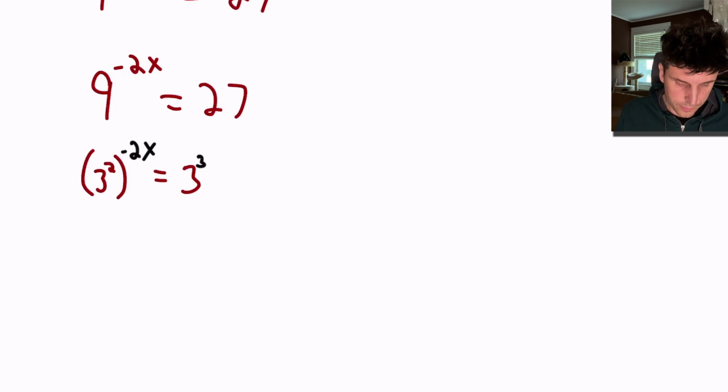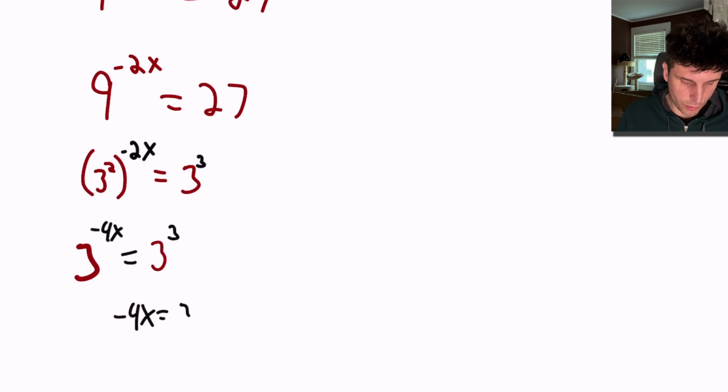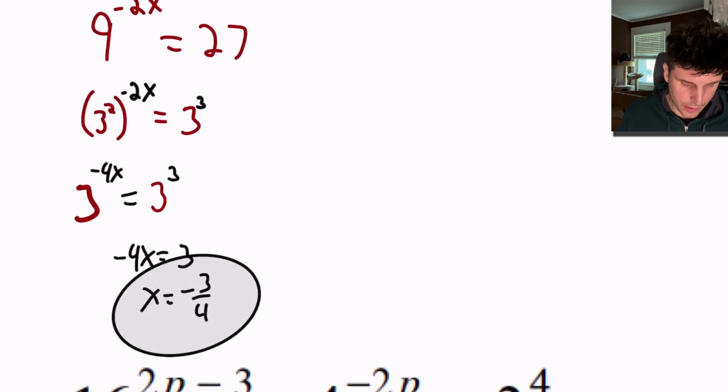So we have 3 to the negative 4x equals 3 cubed. So that means that we have negative 4x equals 3. x equals negative 3 fourths. And there you have it.